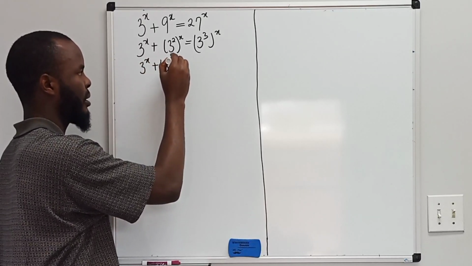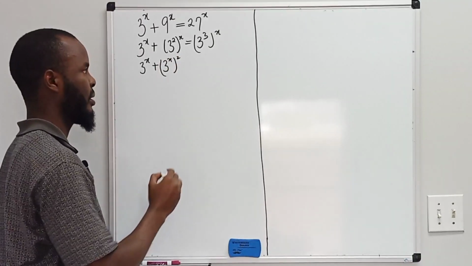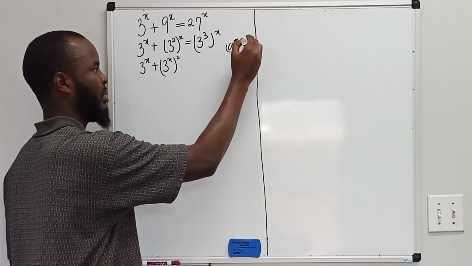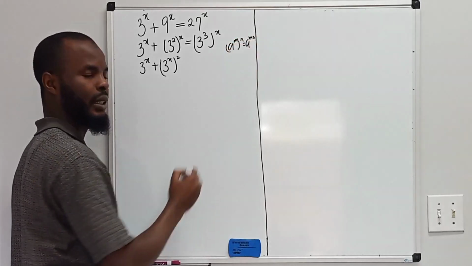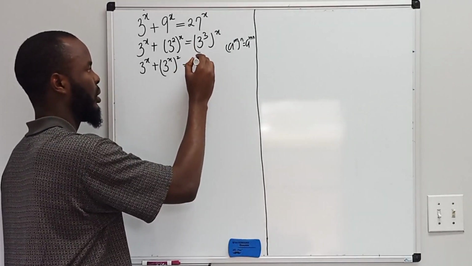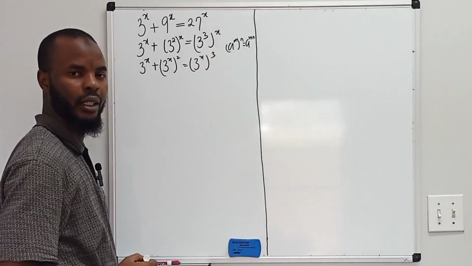Now rewriting this, it can be written as 3 to the power of x plus 3 to the power of x, then you pull the 2 out. Remember the rule of indices that says a to the power of mn is the same thing as a to the power of m, to the power of n. So here also we have 3 to the power of x, to the power of 3.